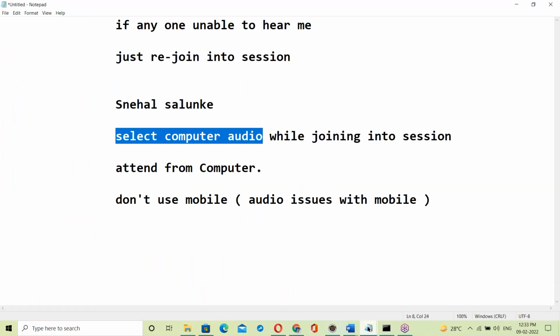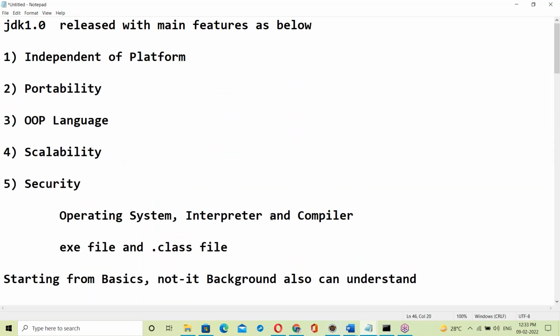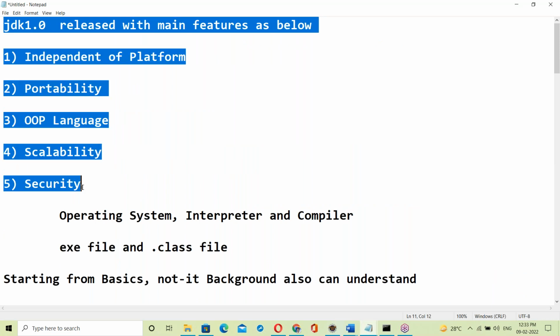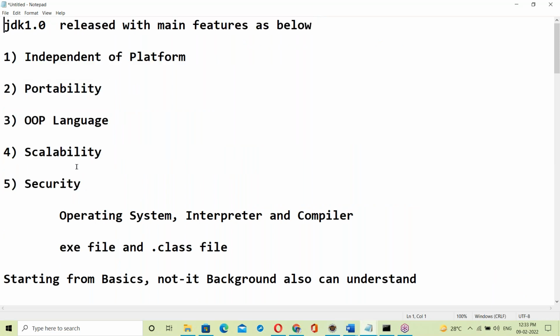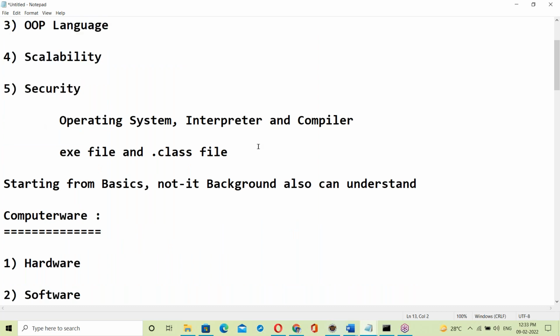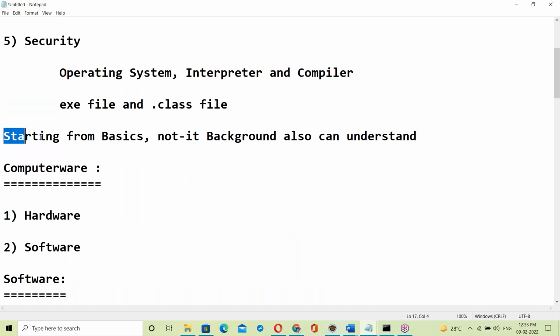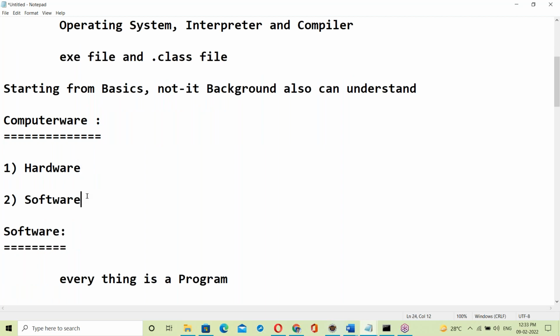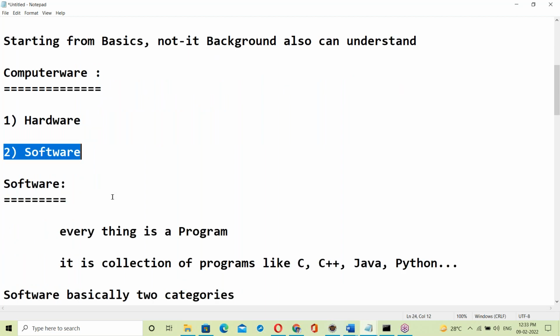Today's class is about Java features. To understand Java features, we start with the basics, so that even non-IT background people can understand. Computer hardware, software. Java is a software, so that's the reason we move to software. Software has two categories: system software and application software.